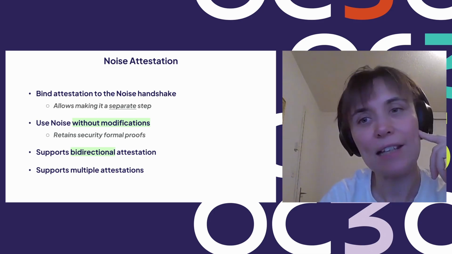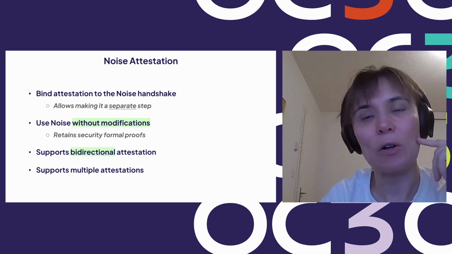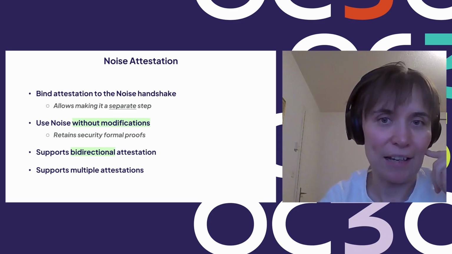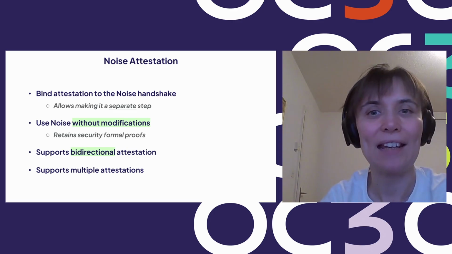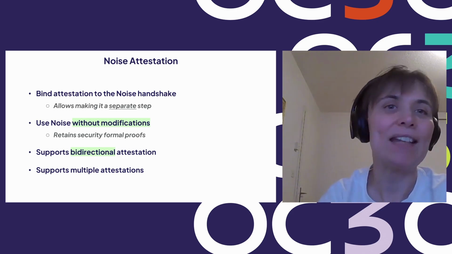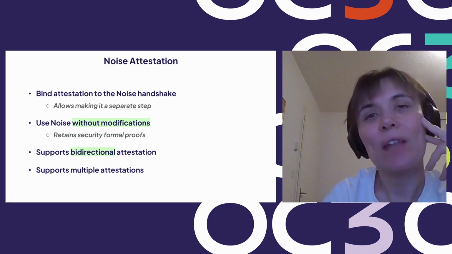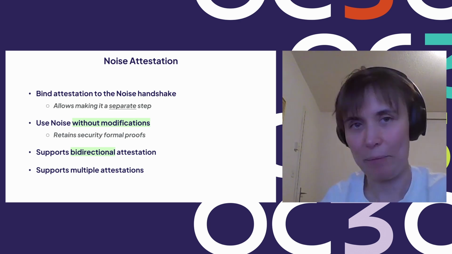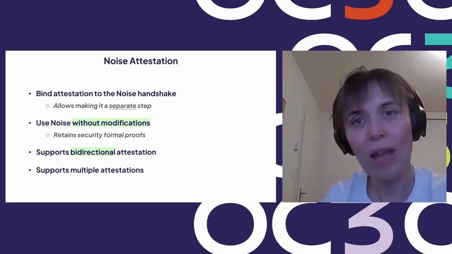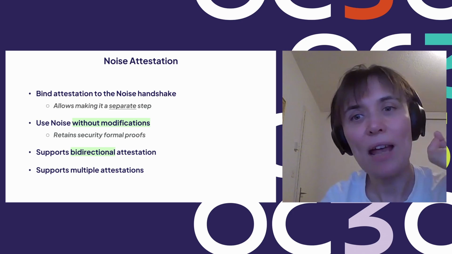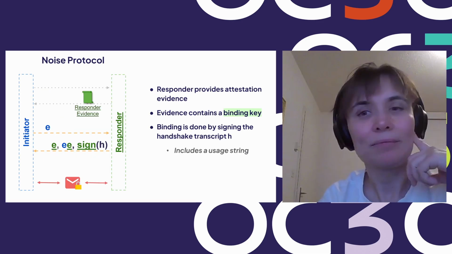We also needed to be able to adapt our solution to the case of bidirectional attestation for the situation when it is two enclaves communicating, or when the client can provide some sort of attestation from their end. Also, there are use cases where supporting multiple attestation is also beneficial. So we wanted to accommodate all these use cases. Next slide, please.